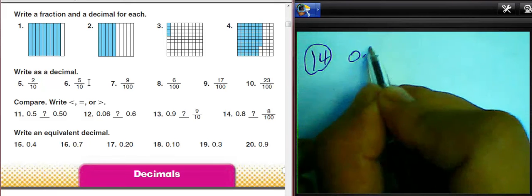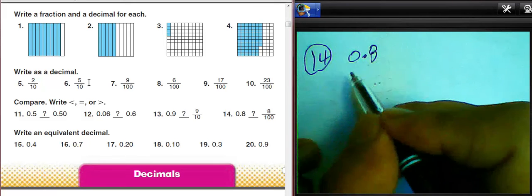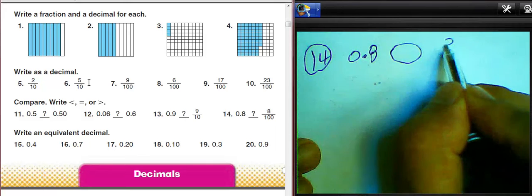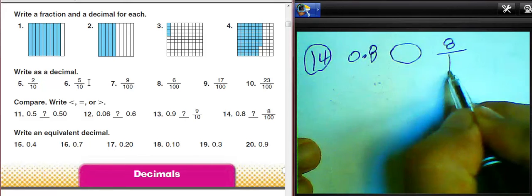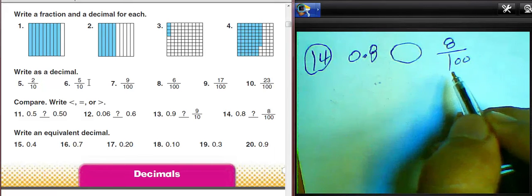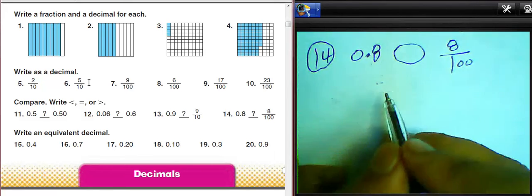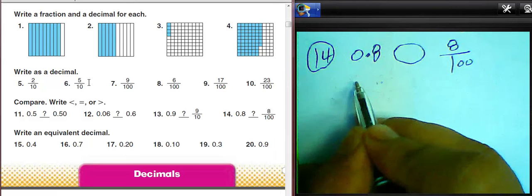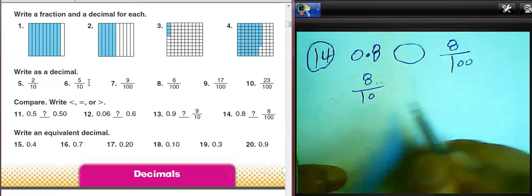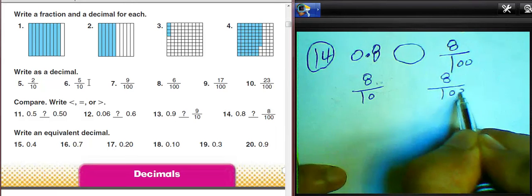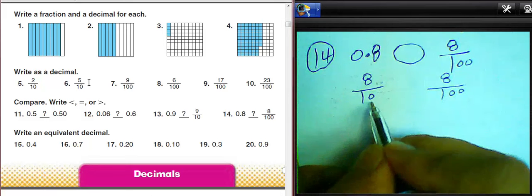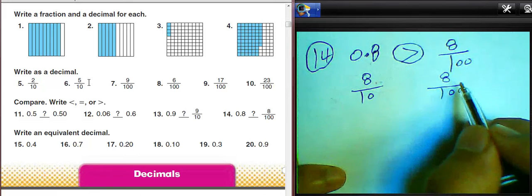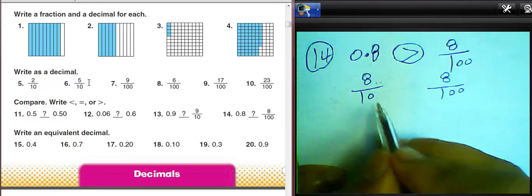0.8 tenths and 8 over 100. Who can solve it? We know 8 tenths means 8 over 10, and it was 8 over 100. So 8 over 10 is more than 8 over 100. And we can solve this example another method.